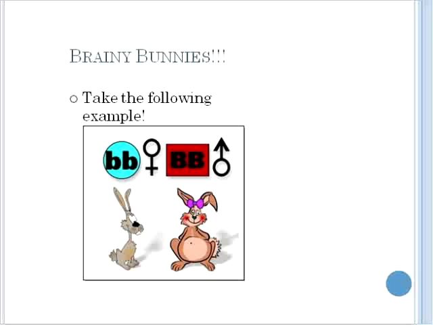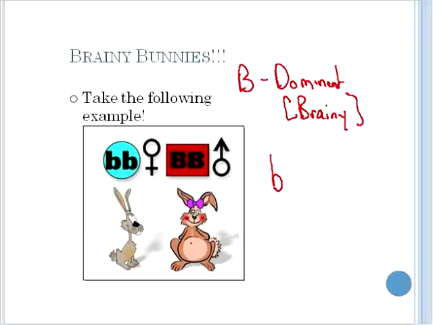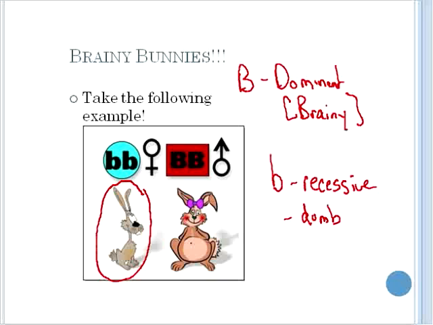Let's take the following example. We'll do another one through. In this case, brainy bunnies, where big B is dominant. This is the brainy gene. Little b is recessive for not so brainy, for dumb. So we have a dumb bunny and a brainy bunny.